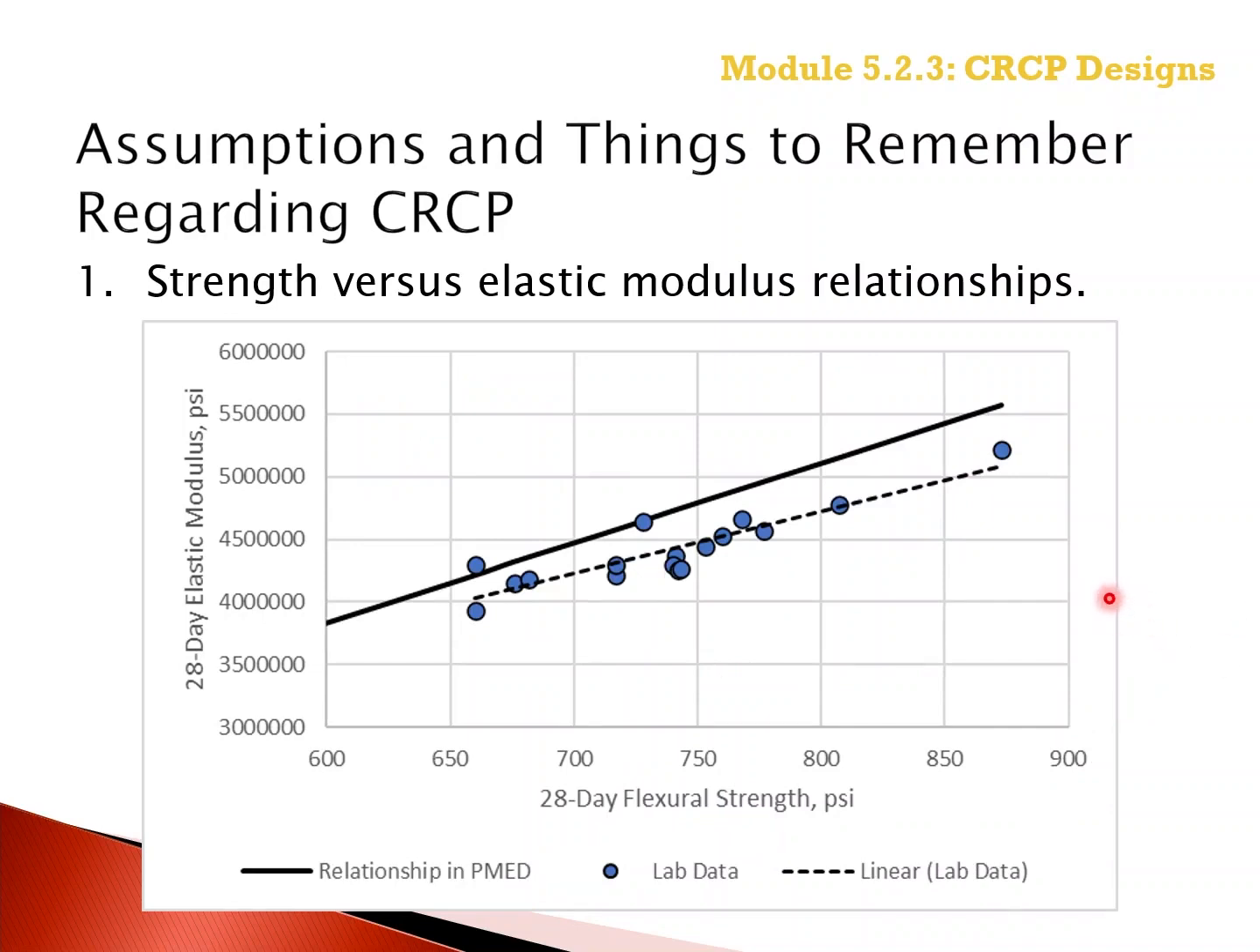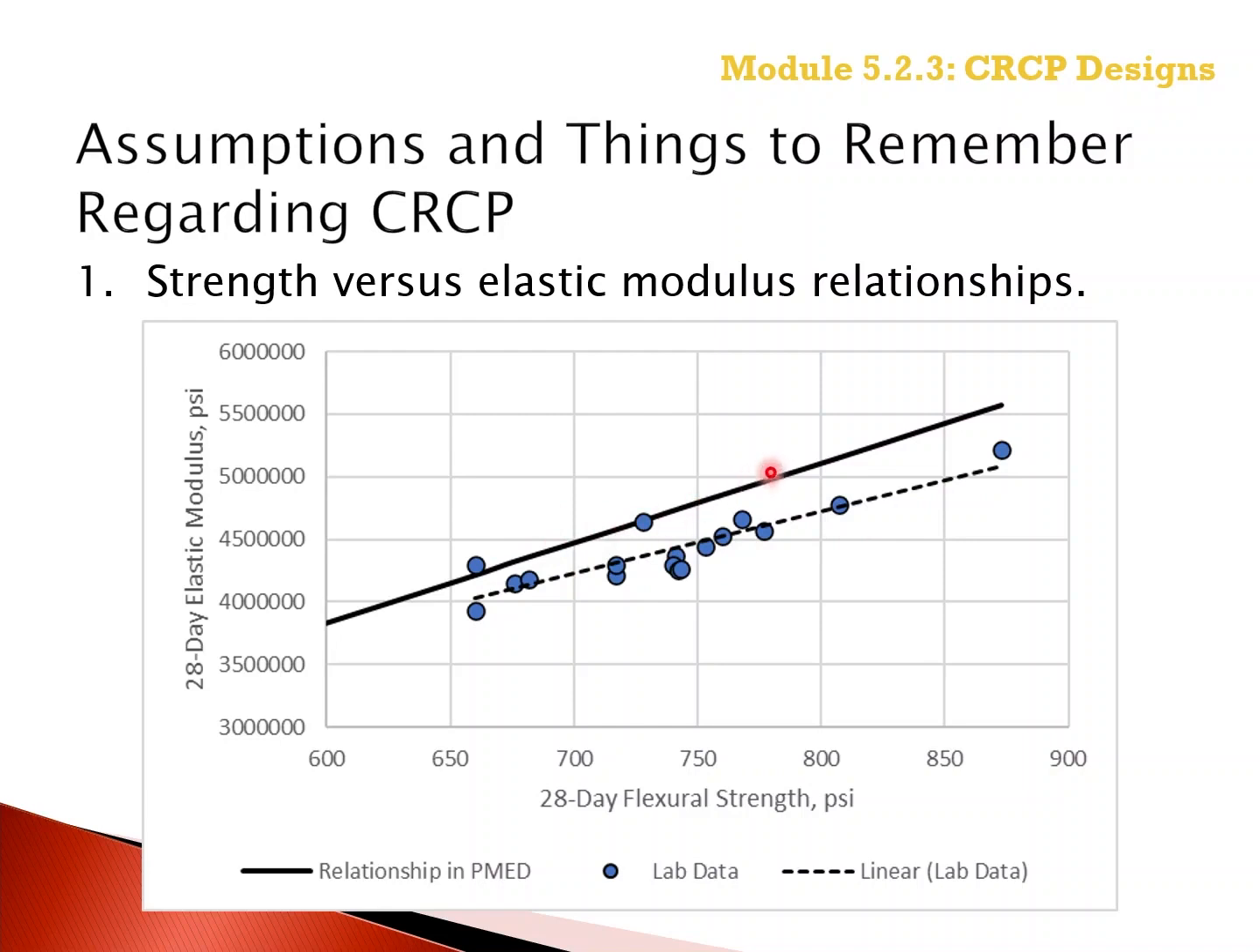Now, it is important to recognize the regression equation included in the Pavement ME design software for concrete strengths or mixtures exhibits the relationship displayed in the graph by the solid black line. However, the laboratory-derived relationships do not always follow the regression equation. The laboratory measurements of flexural strength and elastic modulus are displayed in the graph by the solid blue circles and short dashed line on the slide.